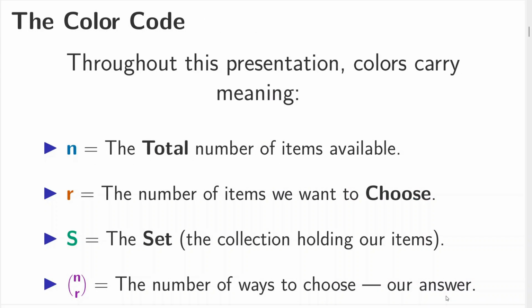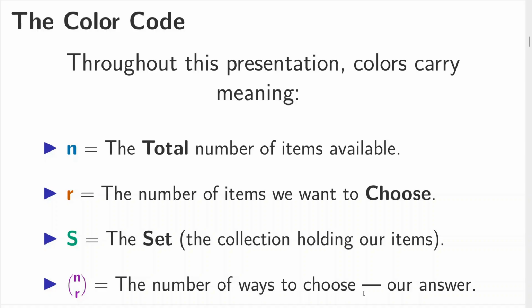Before we dive deeper, let us establish a color code to help our visual understanding. Throughout this presentation, specific colors will carry specific meanings. Whenever you see the letter N, remember that it represents the total number of items available to us. The letter R represents the exact number of items we want to choose from that total. The capital letter S stands for the set, which is simply the collection holding all of our items. Finally, the mathematical notation N choose R represents the final answer, the number of ways to choose our items.